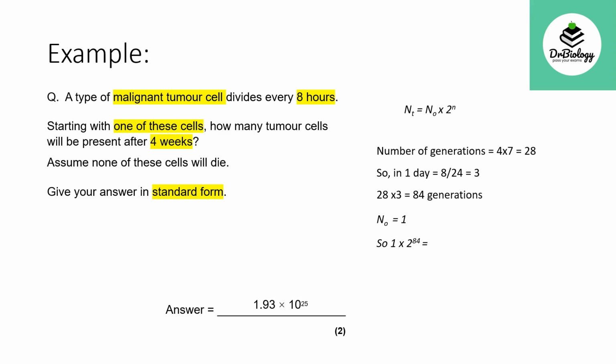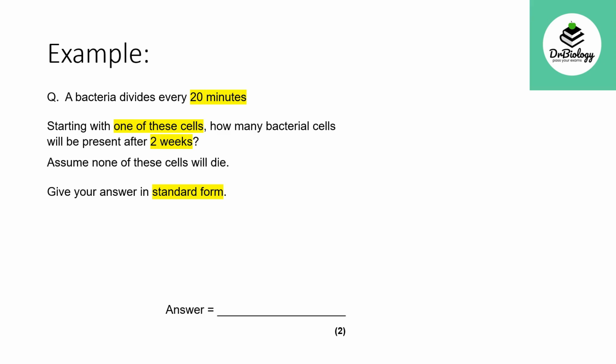Now your calculator should show you the standard form. If it doesn't, then you need to know how to do standard form, and I would check out my other video on standard form. Second example, a bacteria divides every 20 minutes. Starting with one of these cells, how many bacterial cells will be present after 2 weeks? Assume none of these cells will die. Give your answer in standard form.